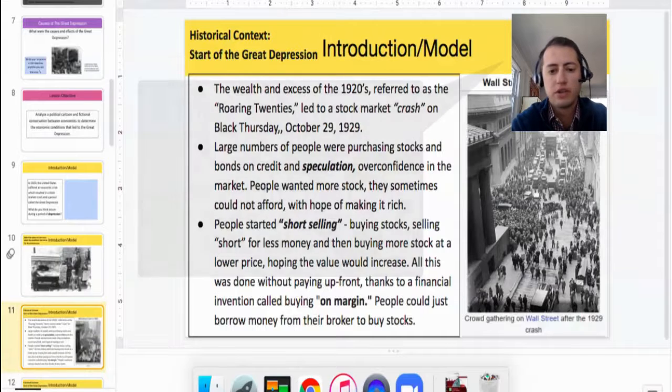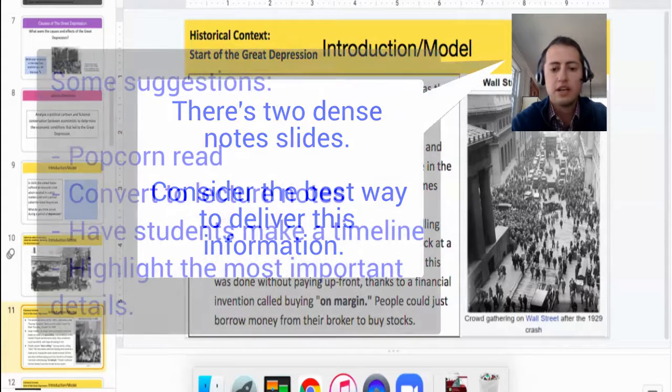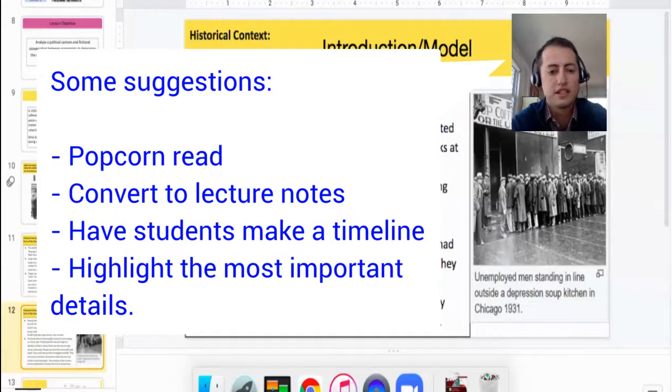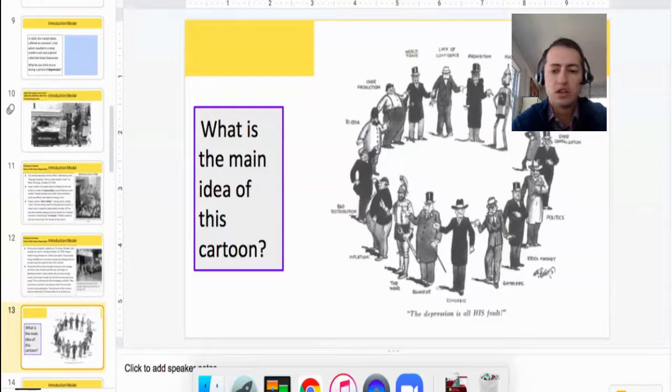So however you want to share this to your students is up to you, and I'll show you one way in the Google Doc in the next video. But you might have students take turns reading sections out loud. You might replace these 2 slides with more spread out sort of lecture style notes. Another thing you can do is you can have students create a timeline after or during looking at the information on these slides. Then we jump into the cartoon.